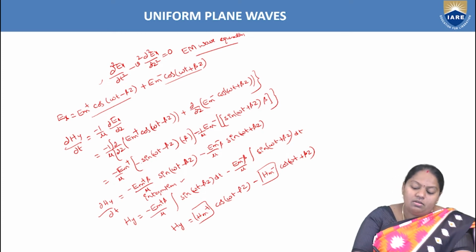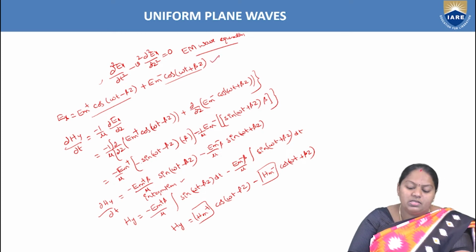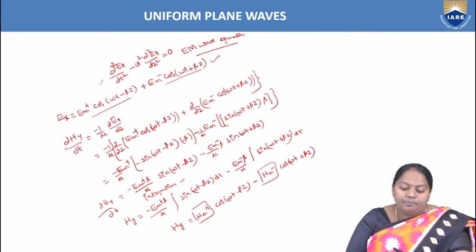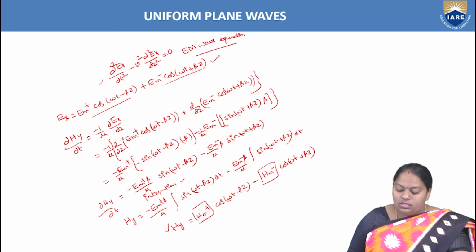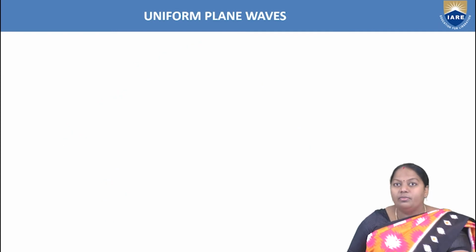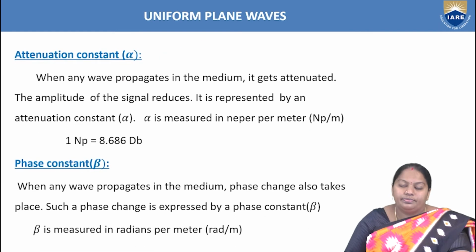So the Ex component is obtained as Em plus cos(omega t minus beta z) plus Em minus cos(omega t plus beta z). Similarly, to get the Hy component: Hm plus cos(omega t minus beta z) minus Hm minus cos(omega t plus beta z). So these are the two solutions for the second order differential equation if we solve the electromagnetic wave or uniform plane wave equation.